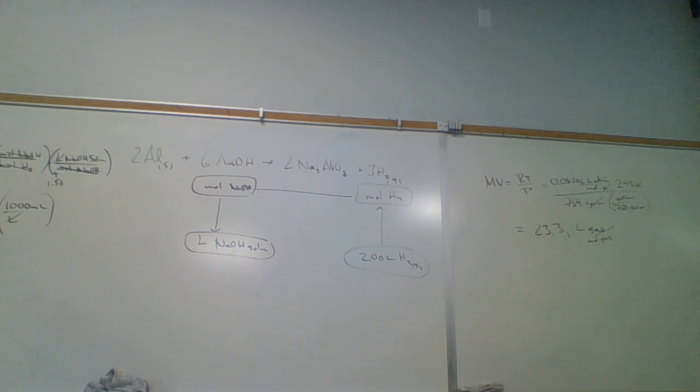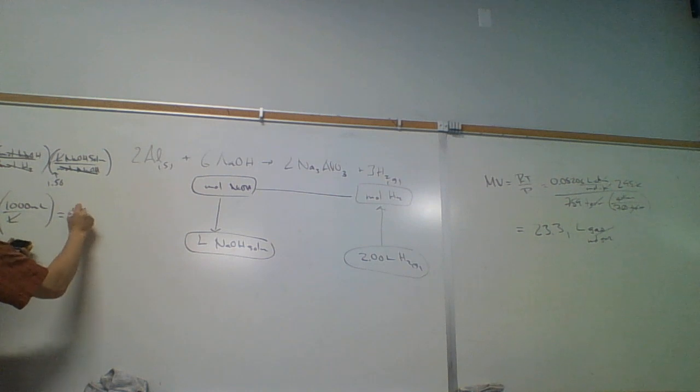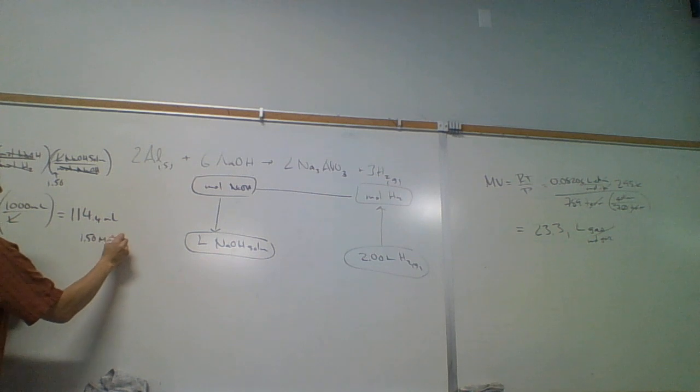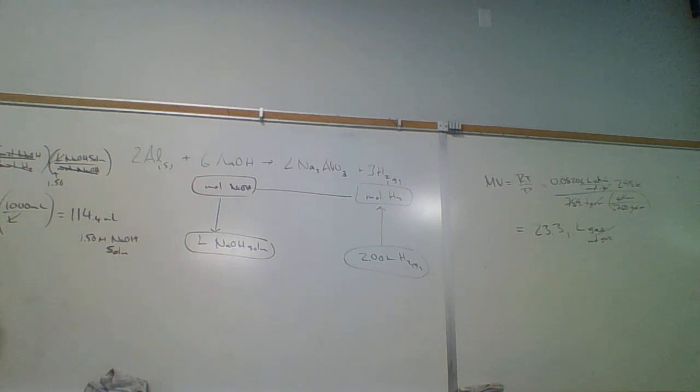So here, we got to go do the calculation. Doing the calculation is 2 divided by 23.31 times 6 divided by 3 divided by 1.5 times 1,000. 114.4 milliliters of 1.50 molar sodium hydroxide solution is required. So 114 milliliters.